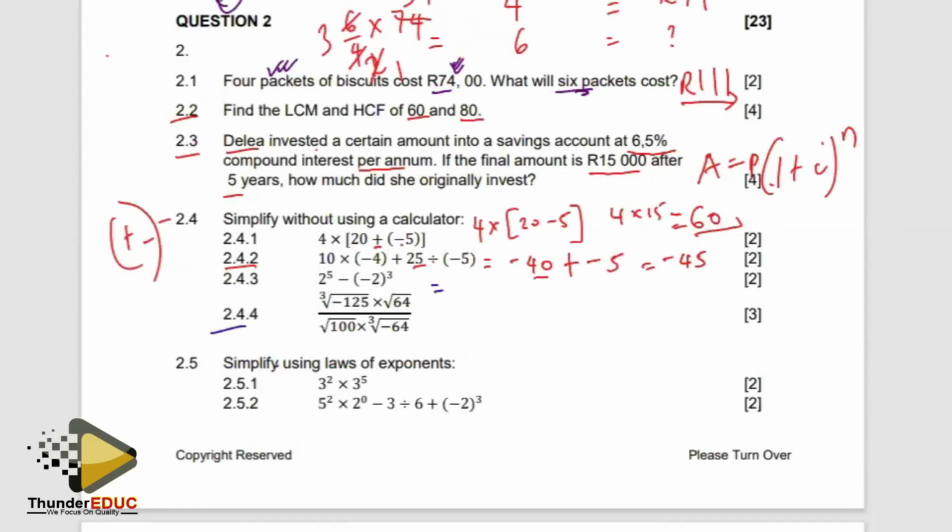2.4.4 for 3 marks. Square roots and cube roots. Okay, let's break this down. The cube root of negative 125 from your calculator gives us negative 5, times the square root of 64, which is 8, over the square root of 100 is 10, times the cube root of negative 64 is negative 4. When I simplify what is on top, I get a negative 40 over negative 40. The answer I get is just a 1.